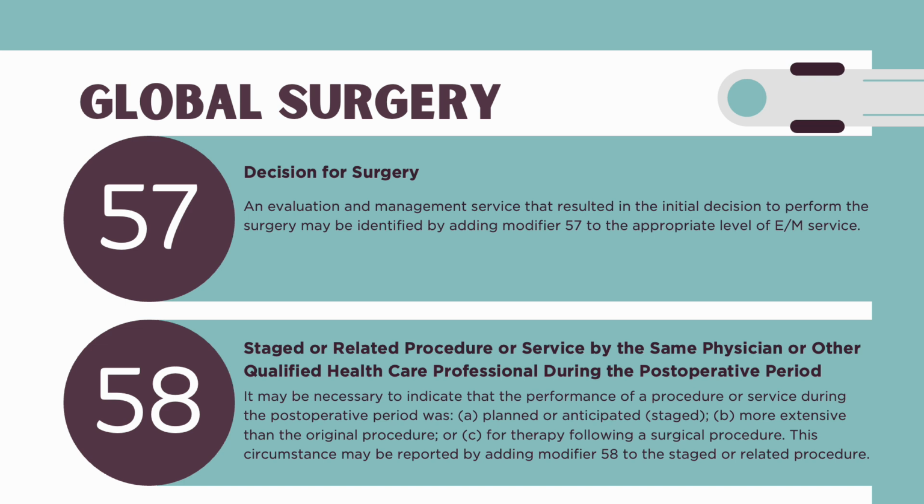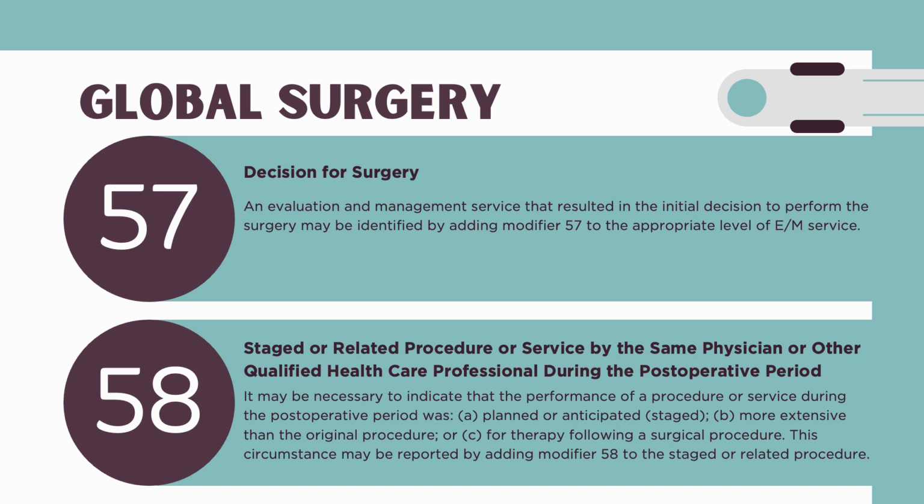Modifier 57 is used when the patient is seen and being taken to surgery within the next 24 hours. If you remember that the global surgery package includes the day before a major surgery, therefore it makes that visit not billable. However, if the patient is seen emergently and needs surgery quickly, the surgeon can append modifier 57 to indicate this situation and carve out that visit from the global package.